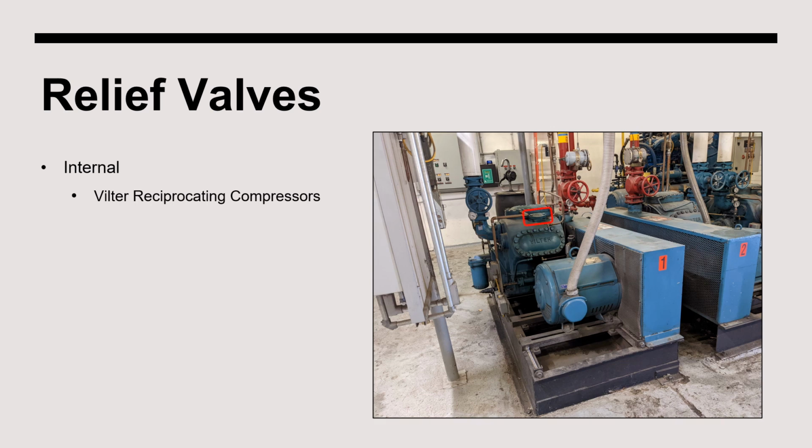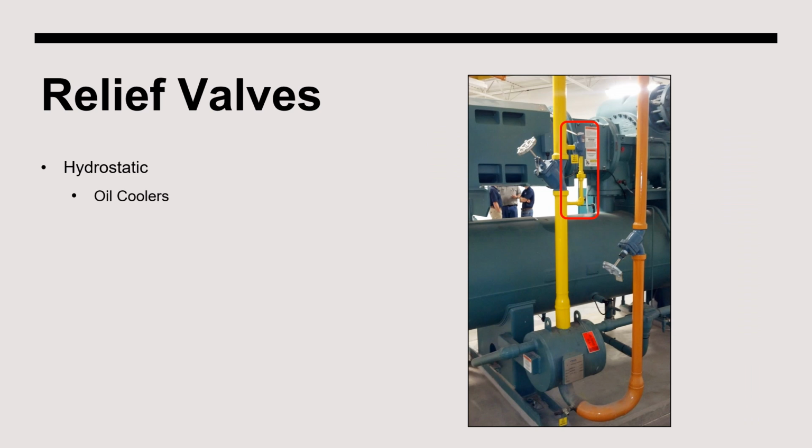Reciprocating compressors are manufactured with an internal safety valve, which provides overpressure protection to the compressor. Hydrostatic relief valves are used when the equipment contains liquid. This type of relief valve typically discharges back into the system instead of to the atmosphere or diffusion tank. Hydrostatic relief valves are often installed to protect oil coolers from overpressurization, as seen in this picture.